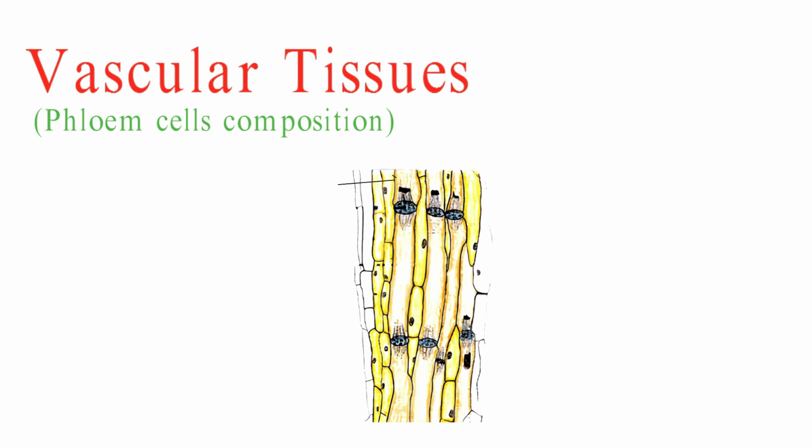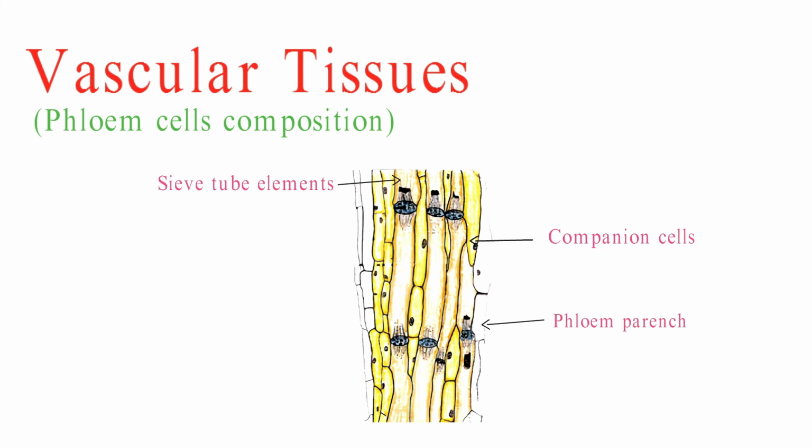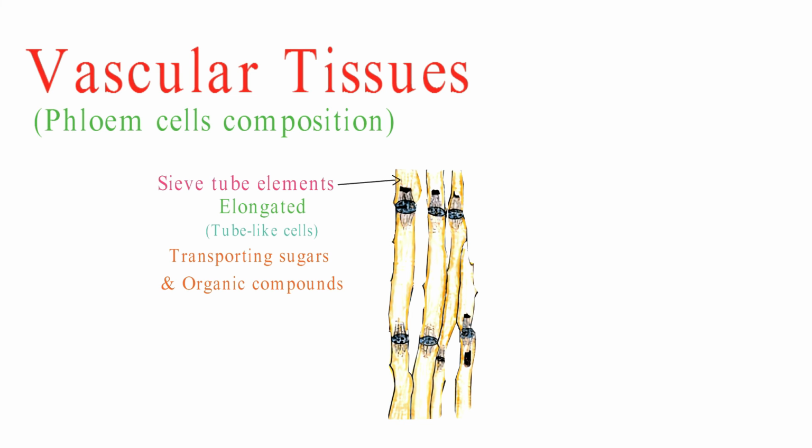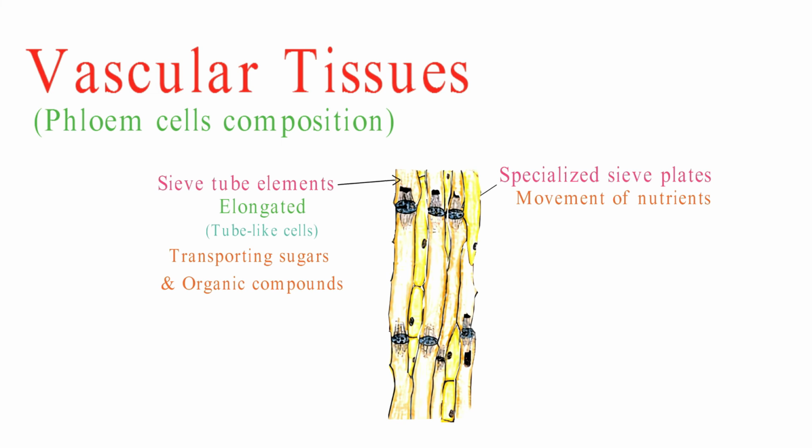Phloem consists of sieve tube elements, companion cells, phloem parenchyma, and phloem fibers. Sieve tube elements are the main functional cells of the phloem. They are elongated, tube-like cells that form the conduits for transporting sugars and other organic compounds throughout the plant. These cells have specialized sieve plates with perforations that allow for the movement of nutrients between cells.